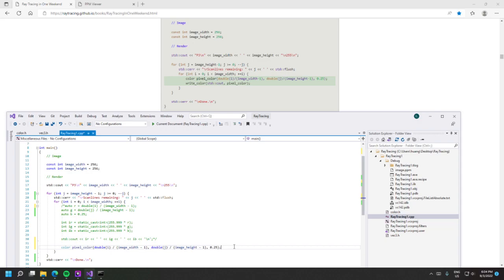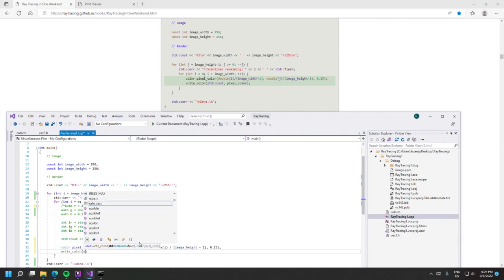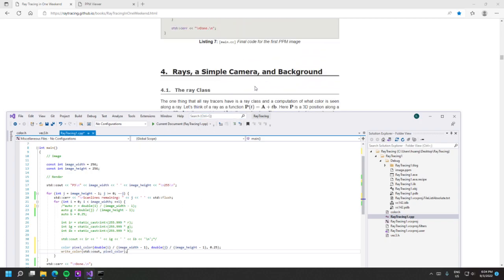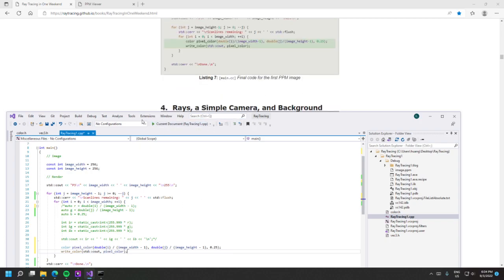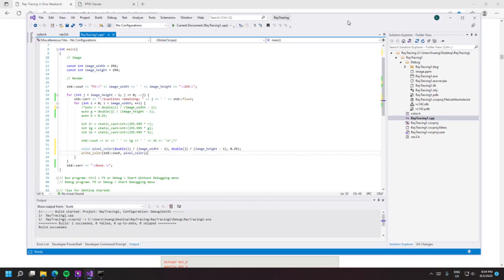Okay. And write color, std::cout. Okay, that's it. Can we try to build it and see if it can build? Okay, I think it's build succeeded.